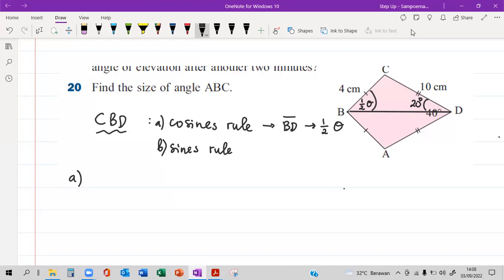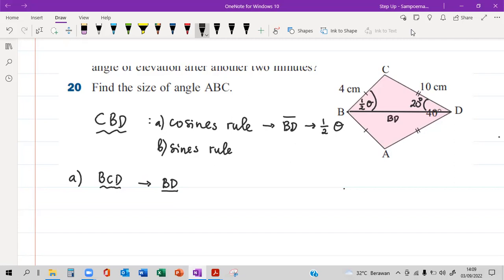Think about this BCD triangle. And I'm going to call this line BD. I'm going to find the length BD. In order to find the length BD, I will apply cosines rule. This is BD.